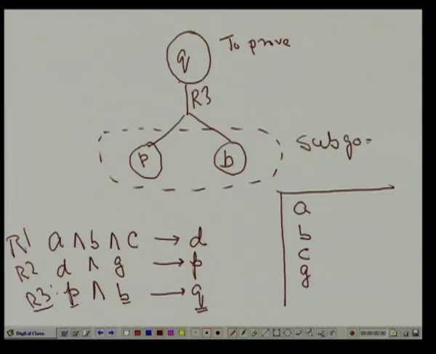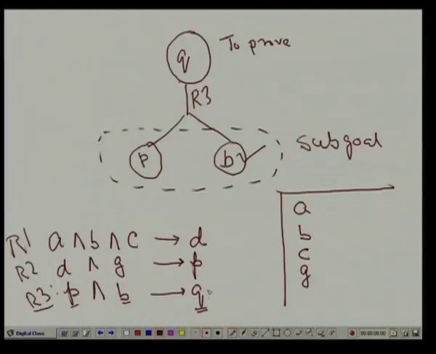So, starting from a goal, I generate a sub goal. Now, I immediately look at whether these are already true. I find that in my fact base B is true. So, this is proved, but this being proved does not prove Q, I have to prove P also. So, the sub goal that I have to prove now is this one.